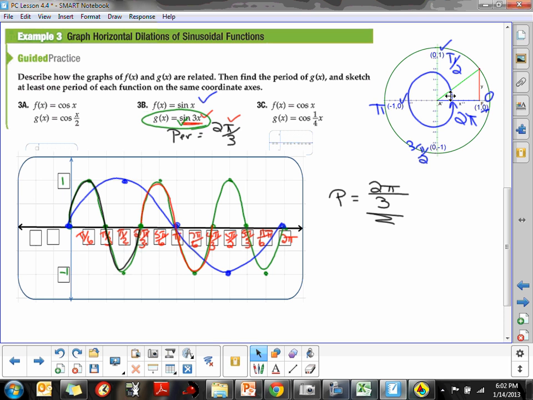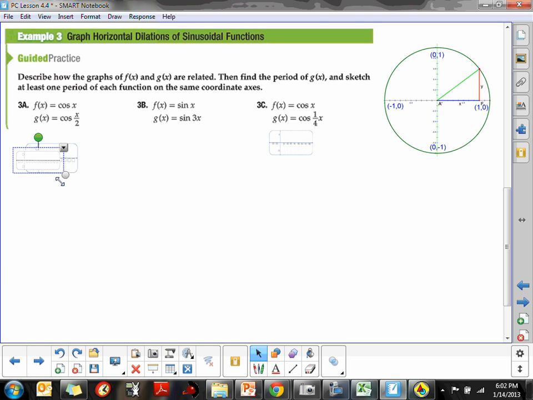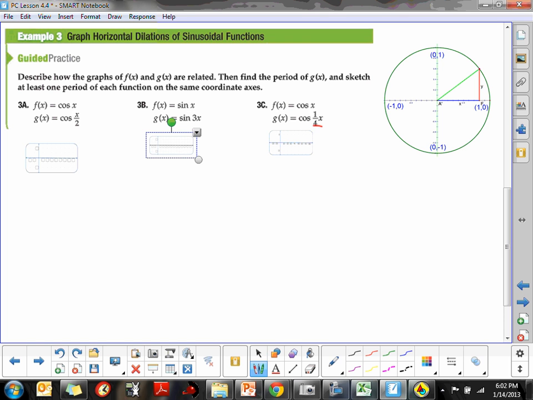We have 3 complete revolutions when we triple the speed, versus our regular speed of 1. So there's our second one where we change the horizontal transformation. And then our final graph on this is cosine of x versus cosine of 1/4 x. So the 1/4 is taking the speed of our Ferris wheel and it has slowed it down.